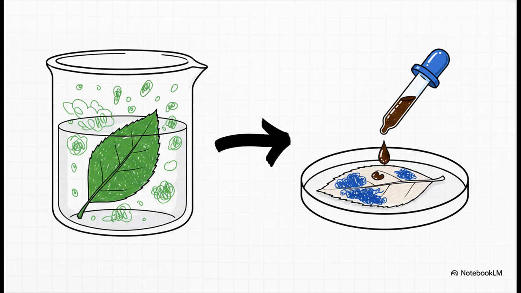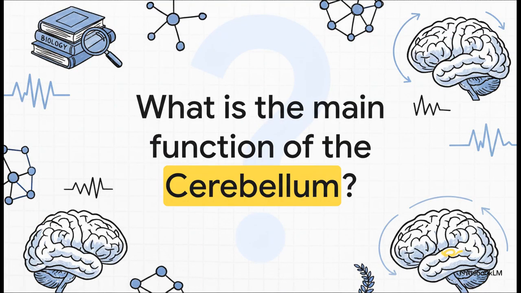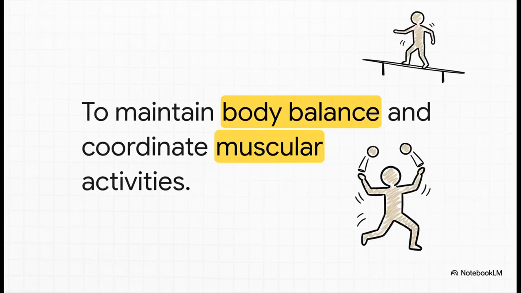and easy to see. Okay, moving over to the human brain, a total classic, the cerebellum. What's its main gig? It has 2 main jobs. First, it maintains your body's balance. Second, it coordinates all your muscular activities. If you can write down both of those things, you've locked in the marks for sure.